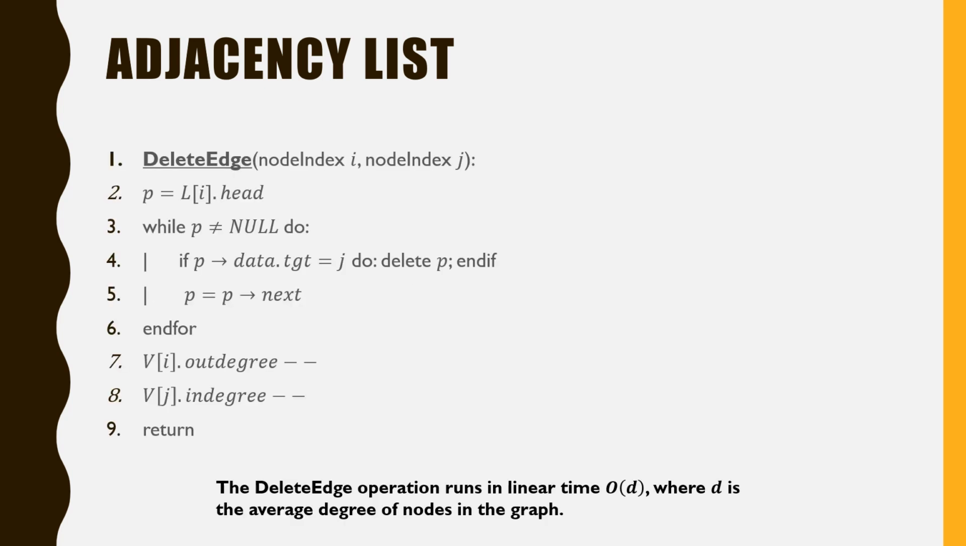Here we show the pseudocode for the delete edge operation, which takes the source node index i and the target node index j as input. In lines 2 to 6, we search for and remove the linked list item that corresponds to the edge that needs to be deleted. In lines 7 and 8, we update the degrees of the source and target node of the deleted edge.